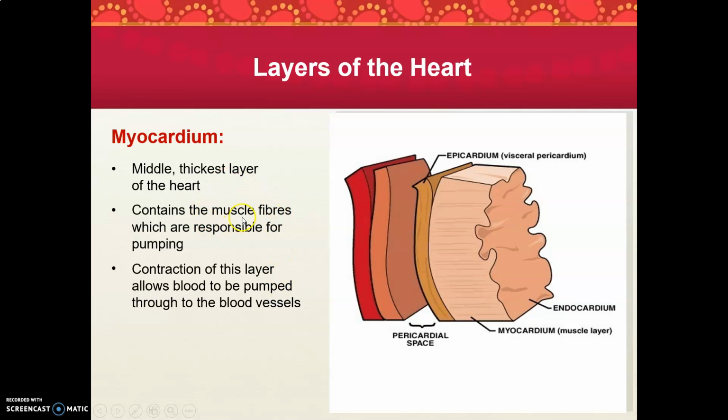Now, myocardium. The myocardium is the middle layer between the pericardium and the endocardium. It is the thickest layer of the heart. There was a question in the NEET almost 3 years back: which is the heart chamber which has the thickest myocardium? And the answer to this was the left ventricle. The left ventricle is the chamber of the heart which has the thickest myocardium.